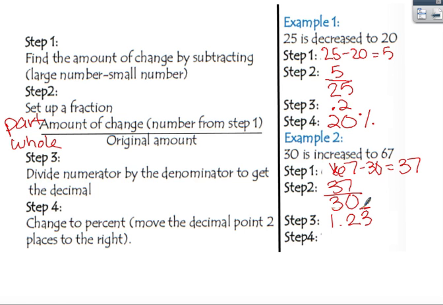Okay. And then we take that decimal and what do we do with it? Make it a percent, so you move it to the right 2 places. Then you get 123%.